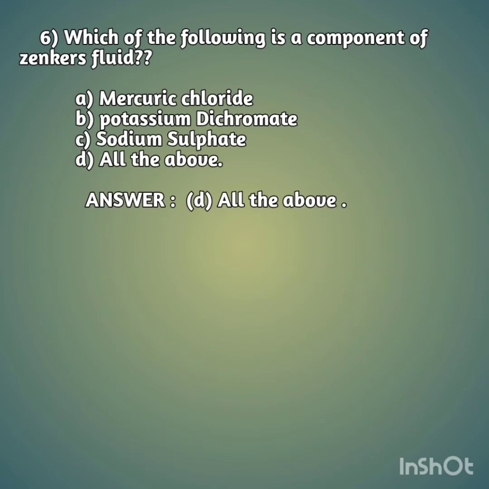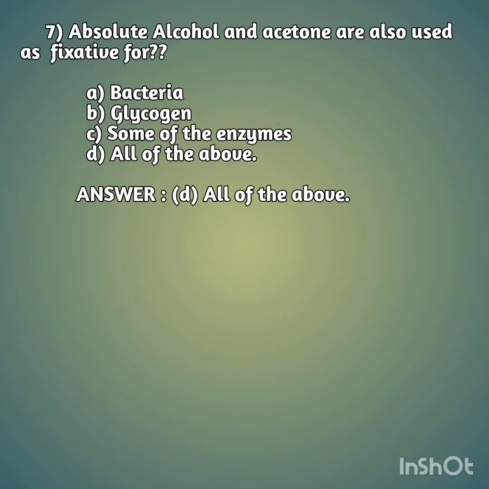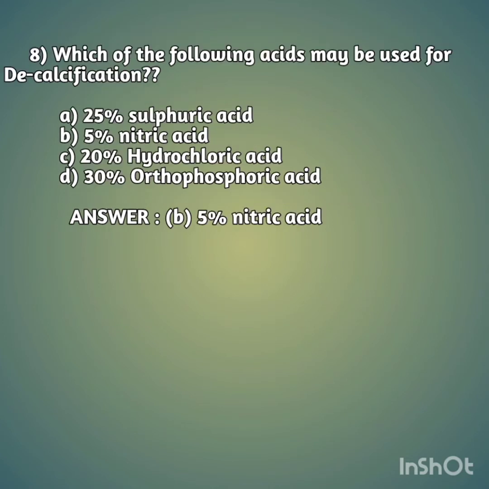Now question 7. Absolute alcohol and acetone can both be used as a fixative for what? Option A, bacteria. Option B, glycogen. Option C, some of the enzymes. Option D, all the above. So your right answer is option D, all the above.